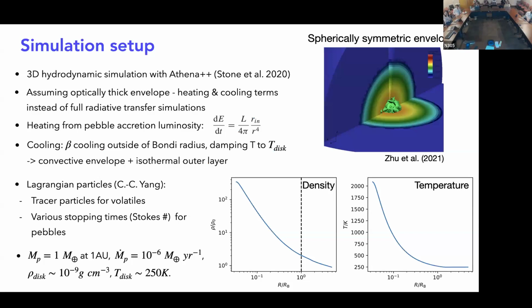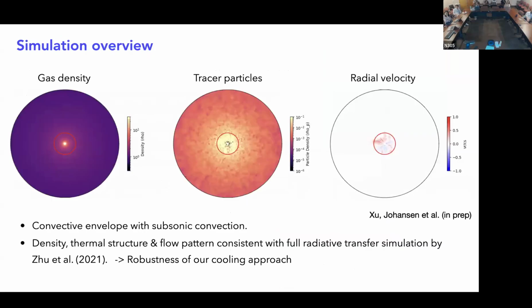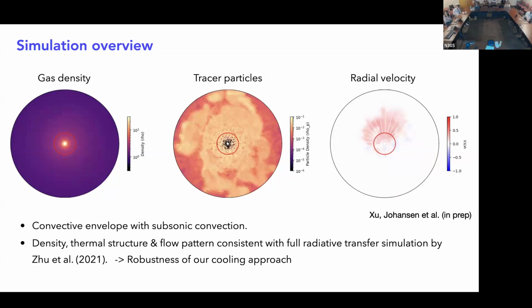And so that's why, again, I'm doing the simulation, but I think I will skip the details. I will just show you how the simulation looks. These are the tracer particles in the simulation, tracing the volatile movement. Because of convection, you can see they are mixed outside. You can also see the radial velocity here, which is basically a subsonic convection.